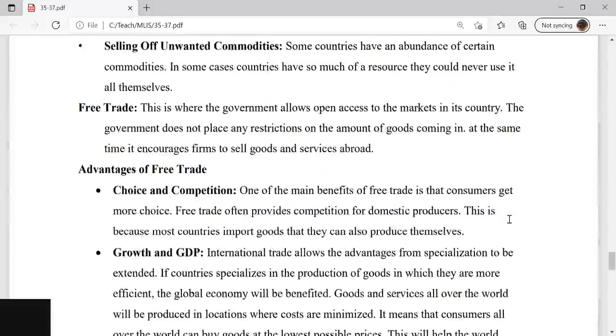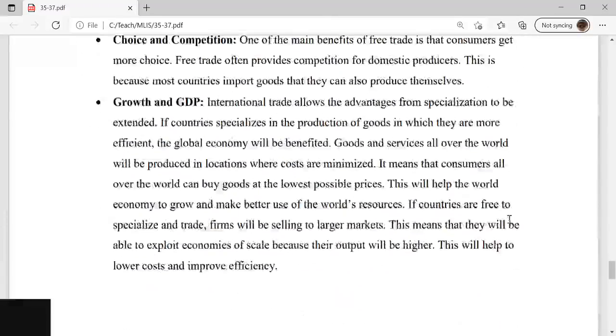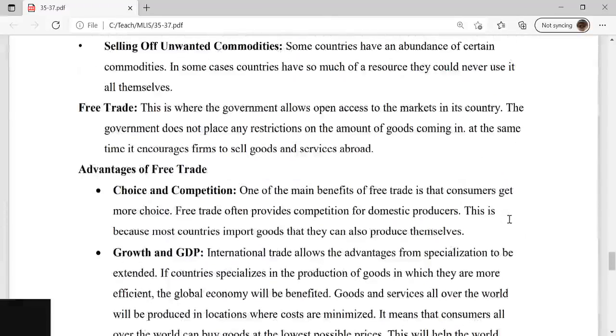So next is free trade. Free trade doesn't mean trading without money. It means trading without any kind of barrier. There are many kinds of barriers, which are explained in the next chapter, but here we will talk about free trade. Free trade is trading without barriers.